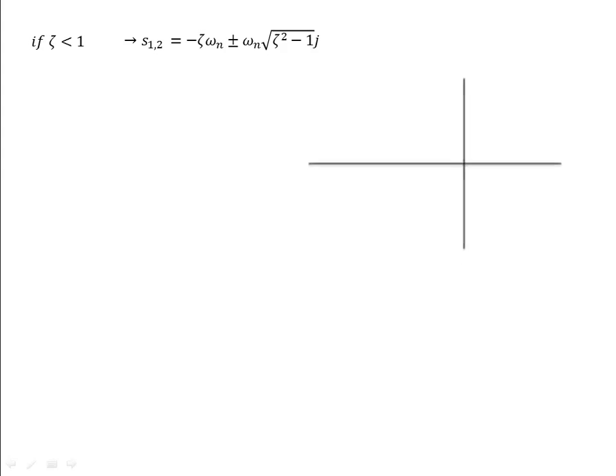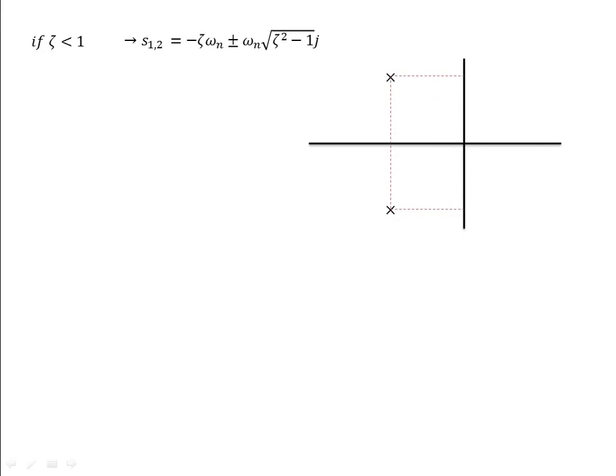If we want to look at the effect of the damping ratio on the location of the poles, let's look at the underdamped system. For the underdamped system, we have two poles, minus zeta omega n plus or minus omega n root of zeta squared minus 1 j. Actually, we have two complex poles. So if we show the poles on the complex plane, we have two symmetric poles. The real part of these two poles is the same, which is minus zeta omega n, and the imaginary part of the first pole is plus omega n root of zeta squared minus 1, while the imaginary part of the second pole is minus omega n root of zeta squared minus 1.